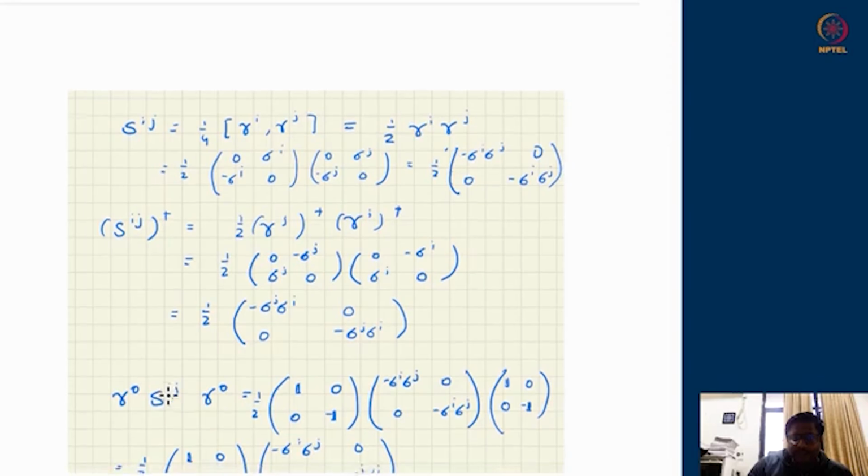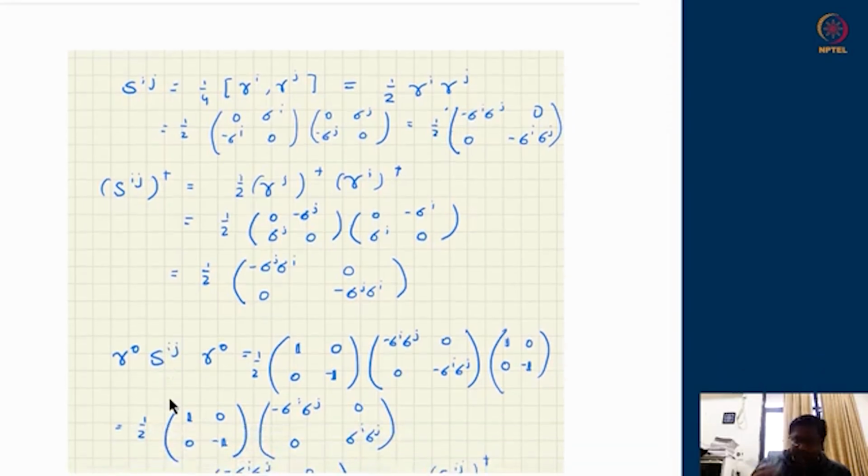What about the remaining three? The remaining three are Sij. Again, by the definition, it is gamma I gamma j, and the same Clifford algebra which we had discussed.